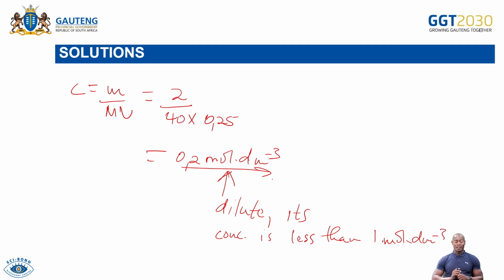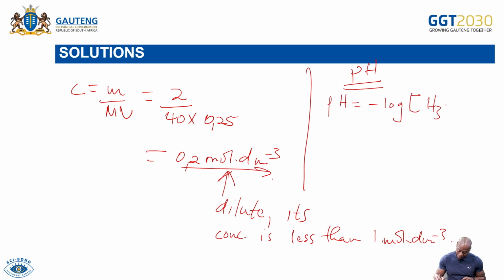Then they also want us to calculate the pH of this solution, right? So how do we calculate pH? The pH, from the data sheet, is negative log concentration of hydronium ions. So for us to calculate the pH, we need the concentration of hydronium ions. But when it comes to a solution of sodium hydroxide, we won't get the concentration of hydronium ions. We'll only get the concentration of hydroxide ions. Remember, a base, according to Arrhenius, is a substance that produces hydroxide ions in aqueous solution. So we'll only get the concentration of hydroxide ions when it comes to that solution of sodium hydroxide.